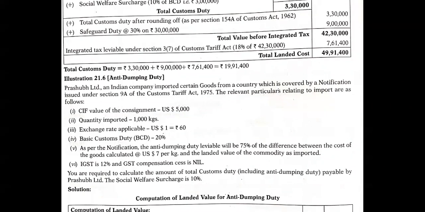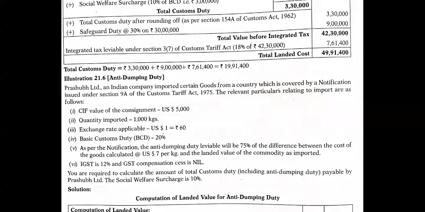First, the CIF value of the consignment is 5,000 US dollars. Quantity imported is 1,000 kg. Exchange rate is 1 US dollar equal to 60 Indian rupees. So in the problem, whatever you get in the examination, as per that you have to solve. Then basic custom duty is 20%.